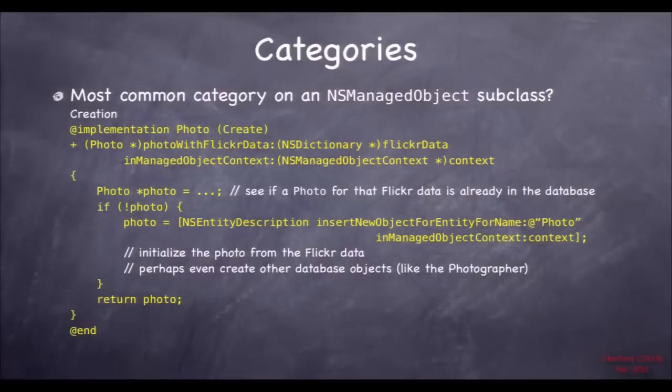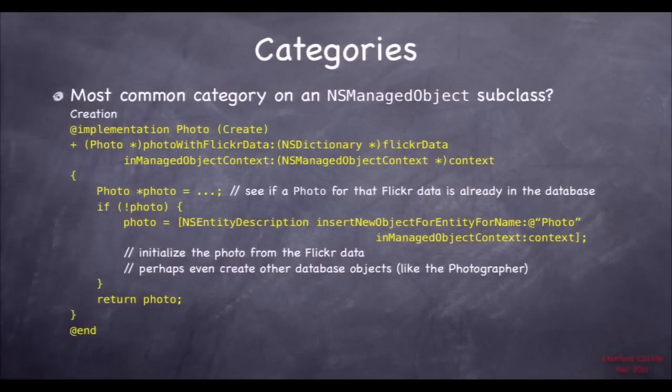It can also be abused where people go around and add a lot of methods to fundamental core classes, trying to change their behavior and all that. Again, as long as you're not trying to replace a method, usually you won't get into too much trouble. So what's the most common category that we add to an NSManagedObject subclass, like Photo or Photographer?